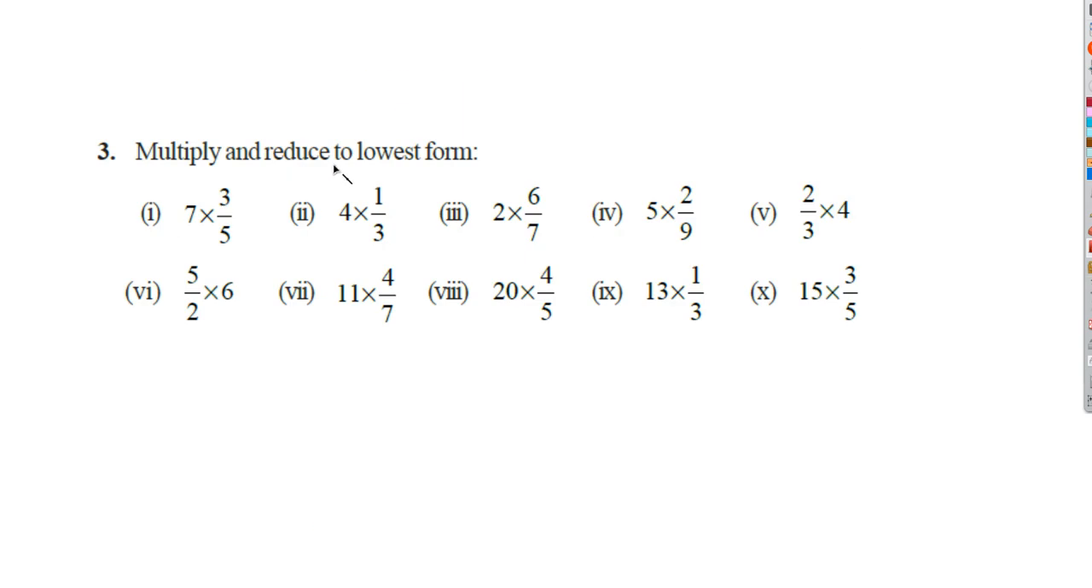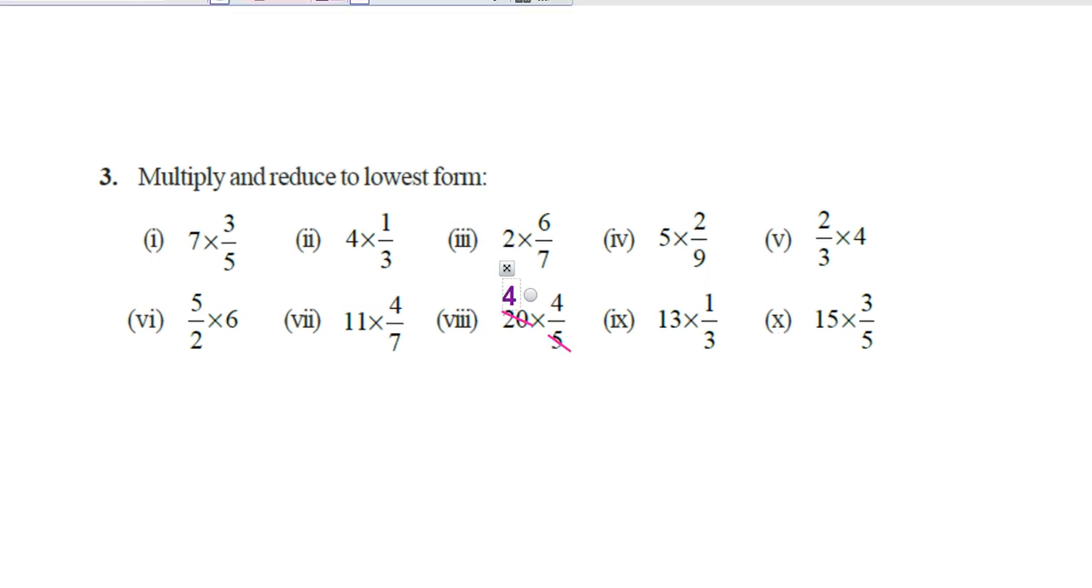Here multiply and reduce to the lowest form. So here you multiply 7 with the numerator, 7 into 3, 21 by 5. Here you cannot reduce it into lowest form. But here in the question number A, 20 and 5. In 20, 5 goes 4 times. So here you can write 4 into 4, 16 by 1, which is equal to 16. Similarly, do other problems too.